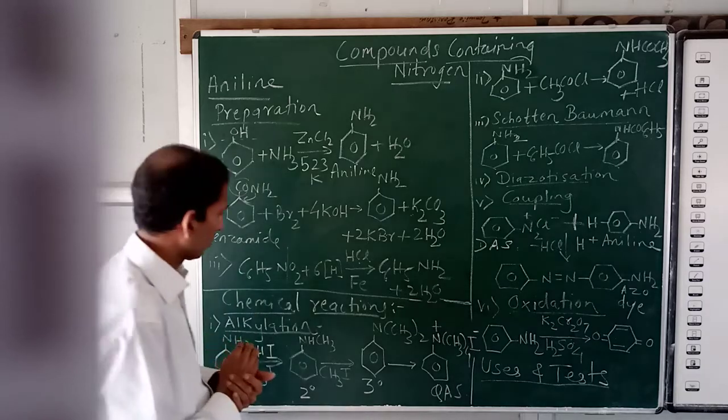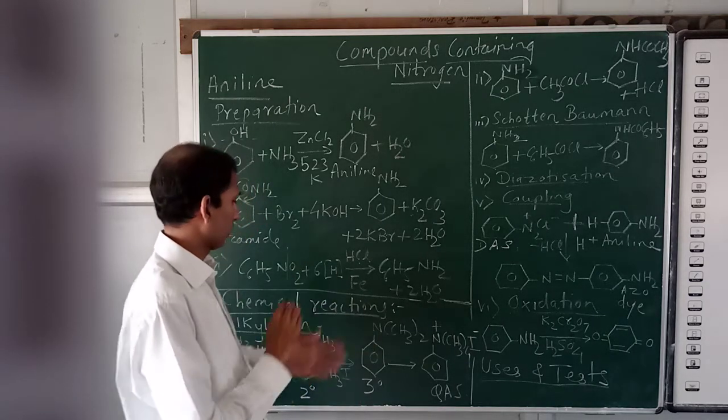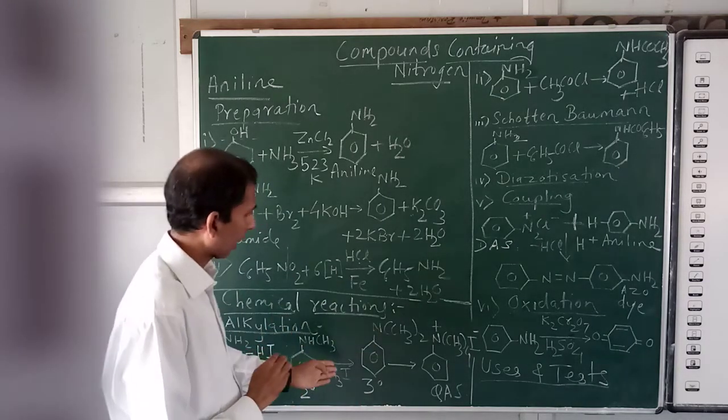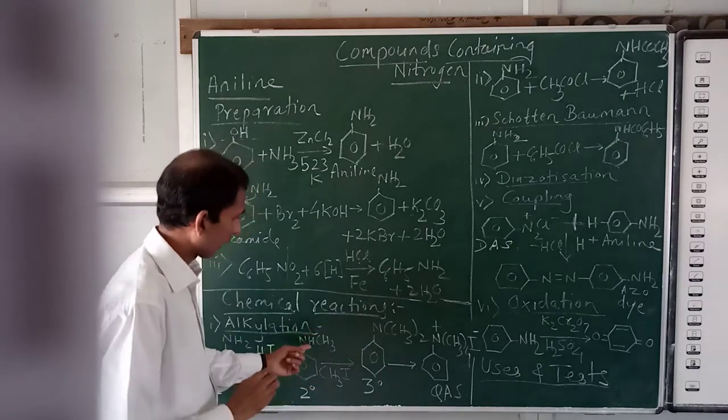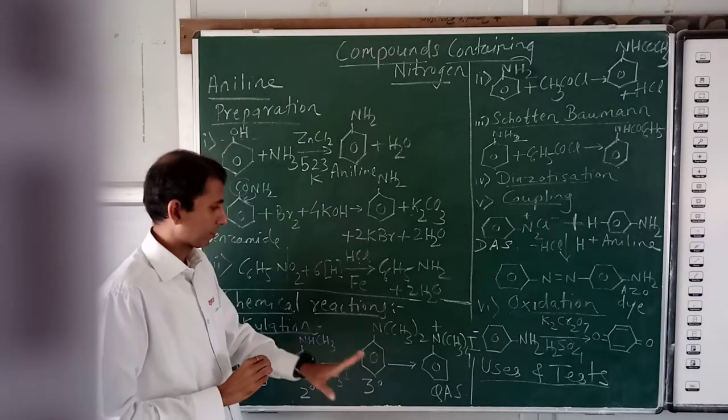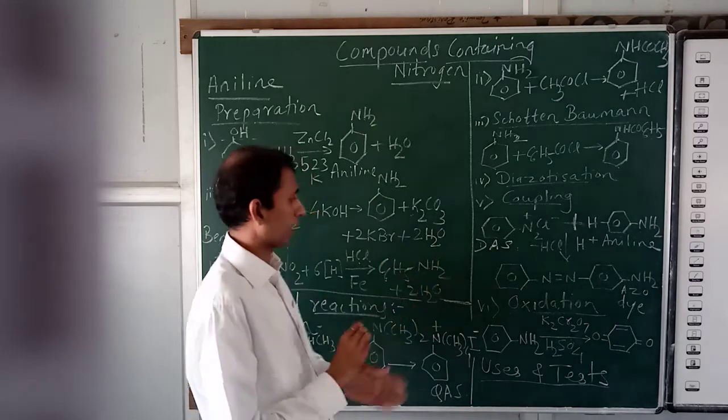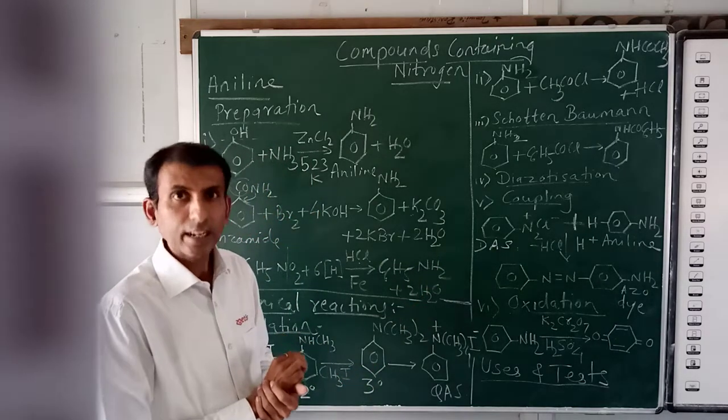secondary amine. Okay, secondary amine will further react with methyl iodide and again this hydrogen will be replaced. You get tertiary amine and finally you get salt, quaternary ammonium salt.